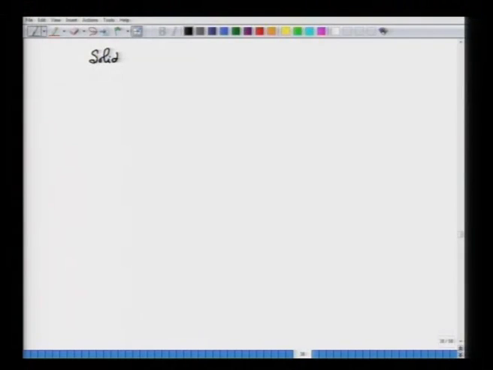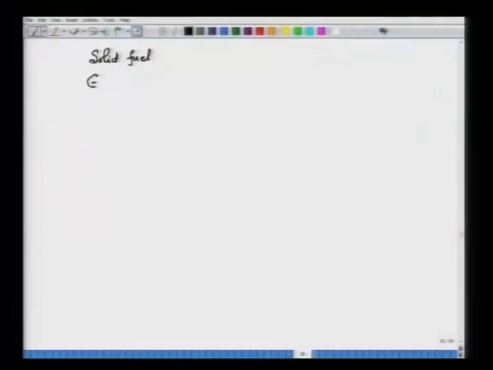Say in case of solid fuel, the amount of energy released by combustion of 1 kg of the fuel, when the products of combustion are considered in the reference state, that energy is called the calorific value. So, as such we define one, the gross calorific value. So, we can calculate gross calorific value.